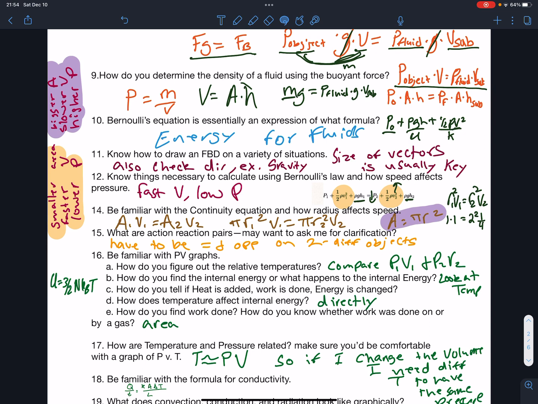They're a little bit weird. They have 2 different objects. That's the key. Equal and opposite, 2 different objects. All right. Be familiar with P versus V graphs.